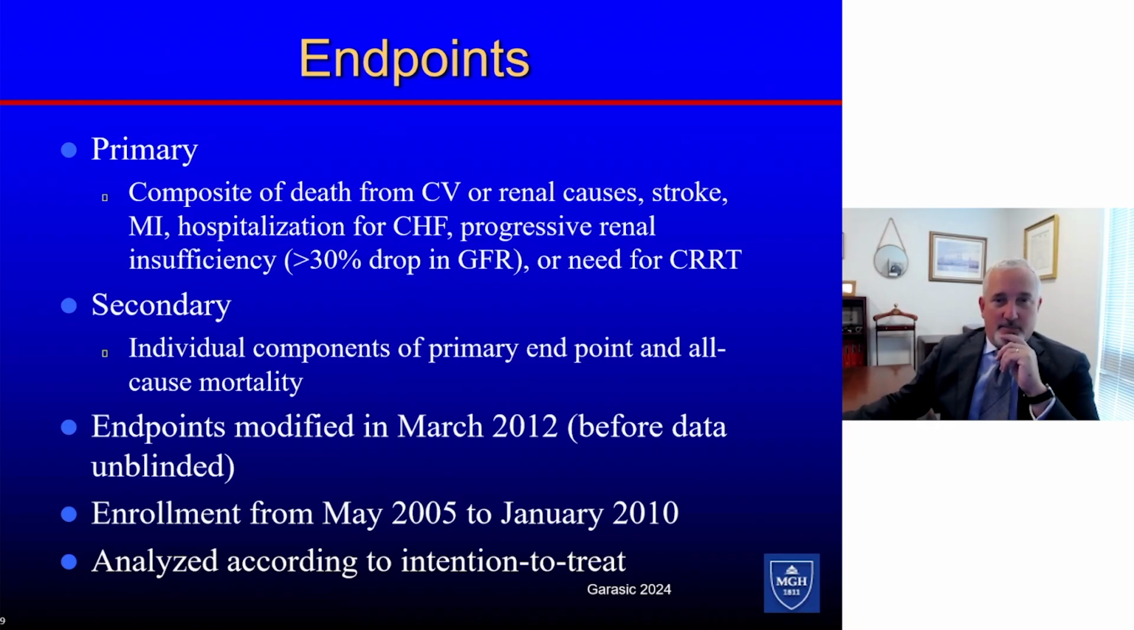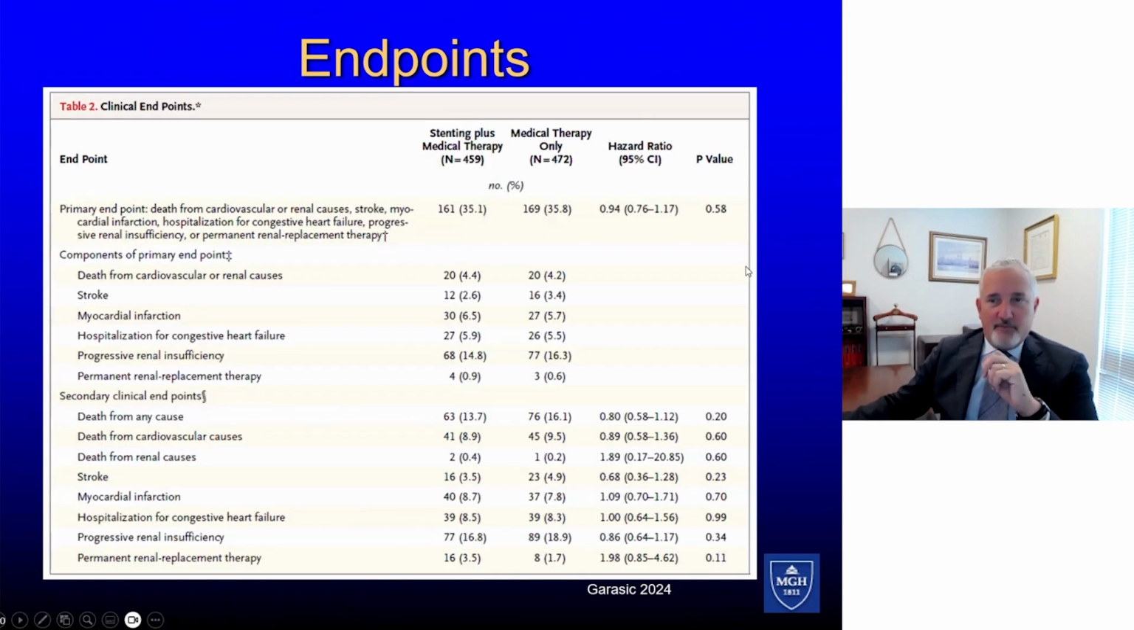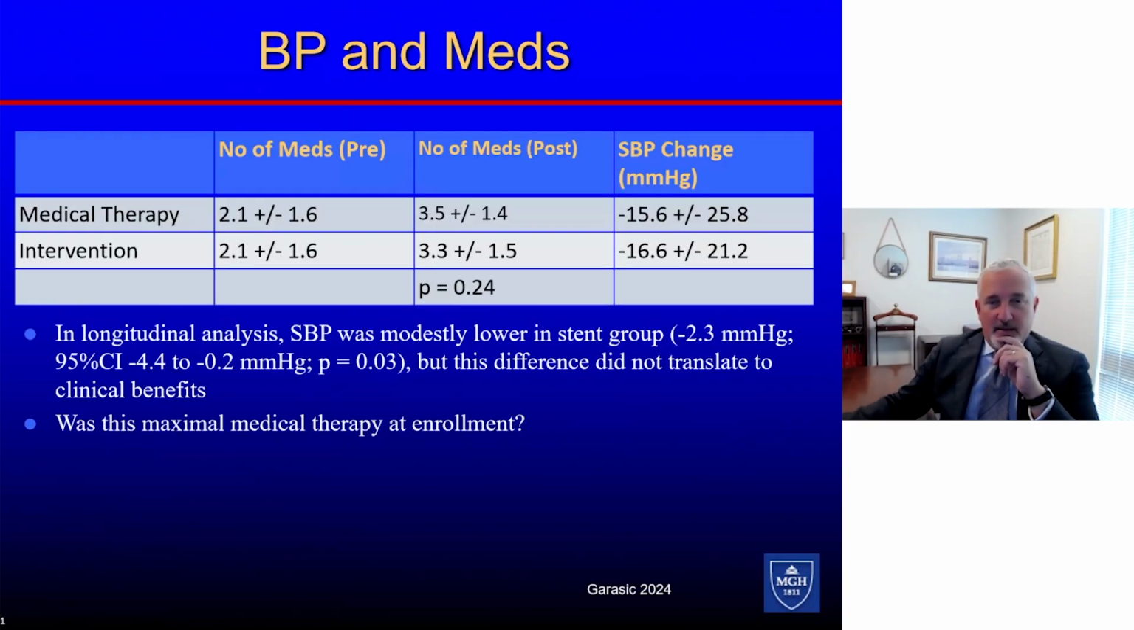But here's the primary composite endpoint: death from cardiovascular or renal causes, stroke, MI, hospitalization for heart failure, progressive renal impairment, or need for renal replacement therapy. And what came of this? Well, pretty much a wash. Each group around 35% on that composite endpoint with a non-significant p-value, and all the sort of subgroups here pretty comparable as well. So a negative study.